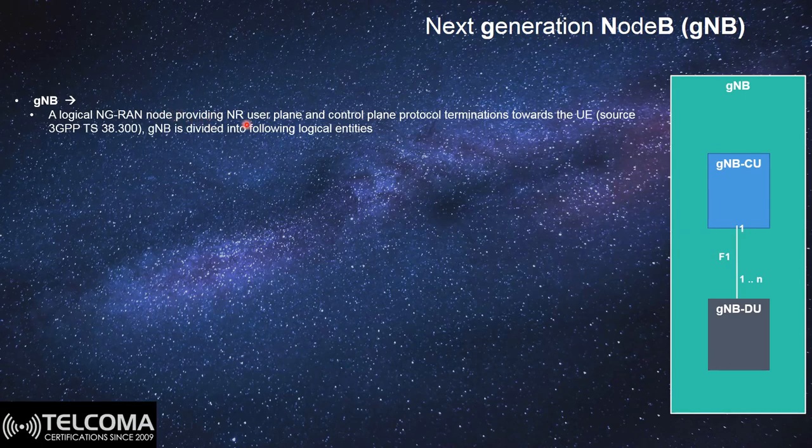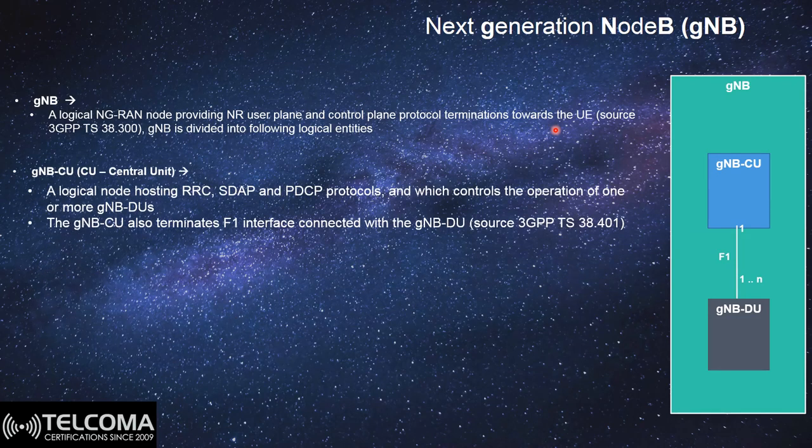So the G-NodeB here is becoming a logical NG-RAN node, providing the new radio user plane and control plane termination towards the UE. The logical entities are, first, the central unit, whose job will be on the upper layers. This means the RRC layer in the control plane, and the SDAP and PDCP protocols in the user plane. For people who don't know SDAP, it's a new protocol in the standalone network, and you will get more details in our 5G fundamentals course.